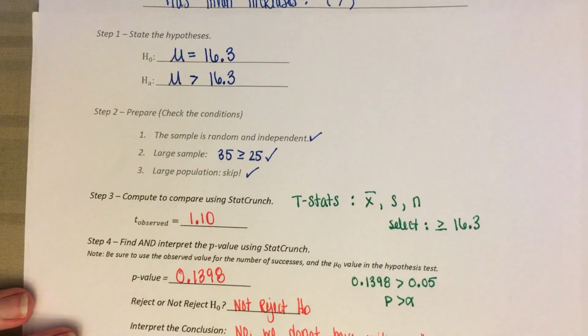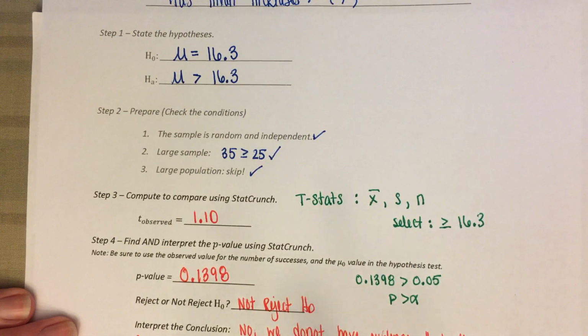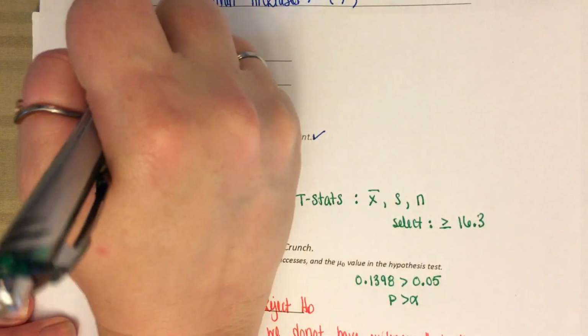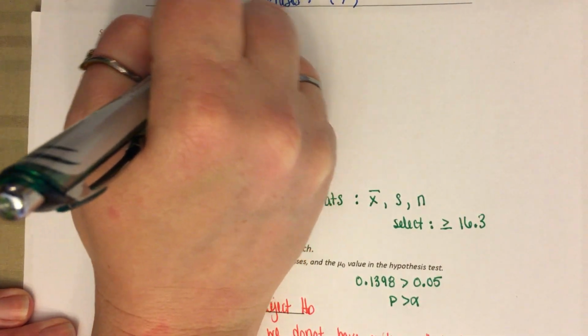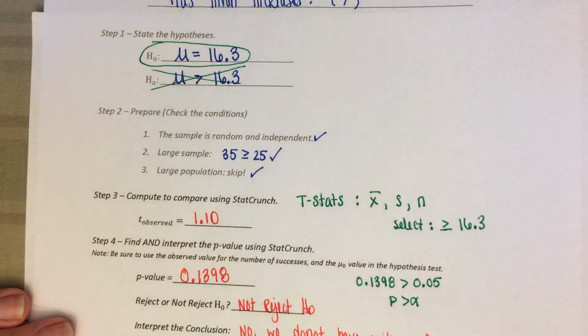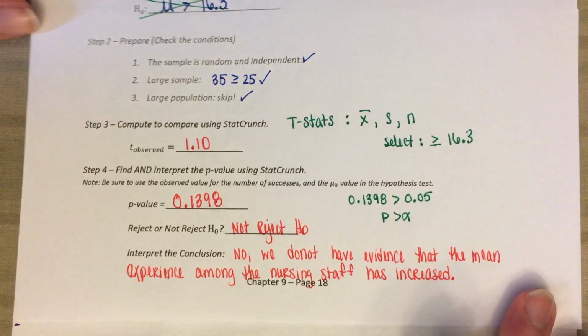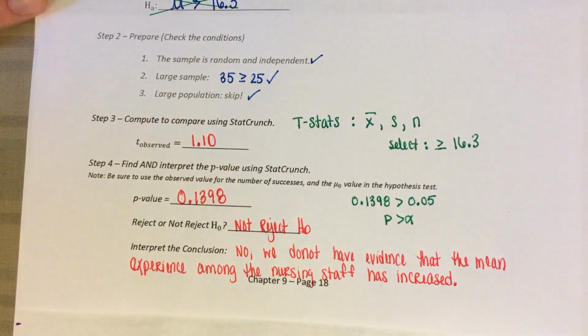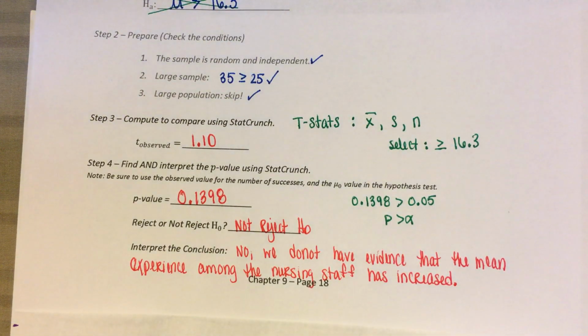Right. So going back up, marking our paper as I did previously, we do not have evidence to reject our null hypothesis. So they could be equal. We don't have evidence to say that they have increased. So again, p was greater than alpha. We did not reject our null hypothesis, so no, we do not have evidence that the mean experience among the nursing staff has increased.